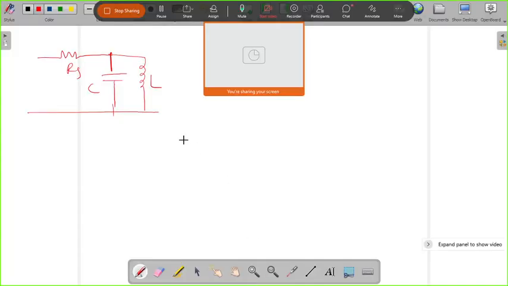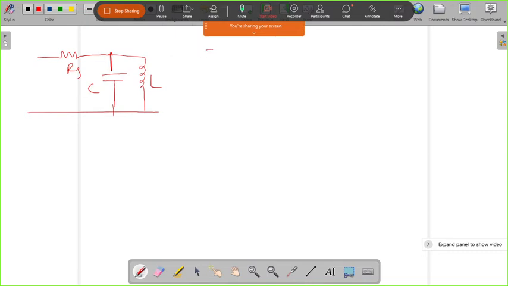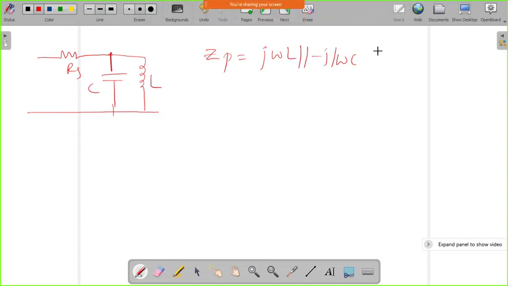So now if I consider both L and C in the shunt element ZP, these are j omega L, which is parallel to minus j by omega C, or 1 over j omega C. If I take the parallel combination of this, we will get j omega L parallel to minus j by omega C. So this is a parallel combination.